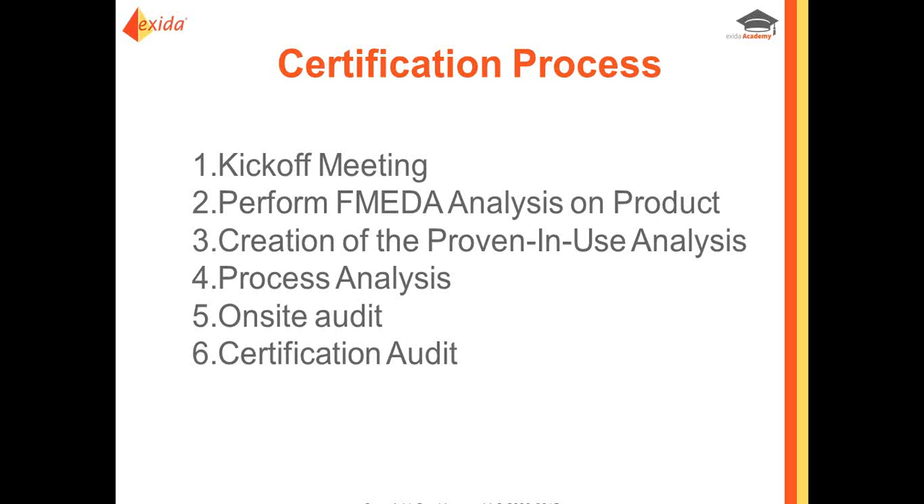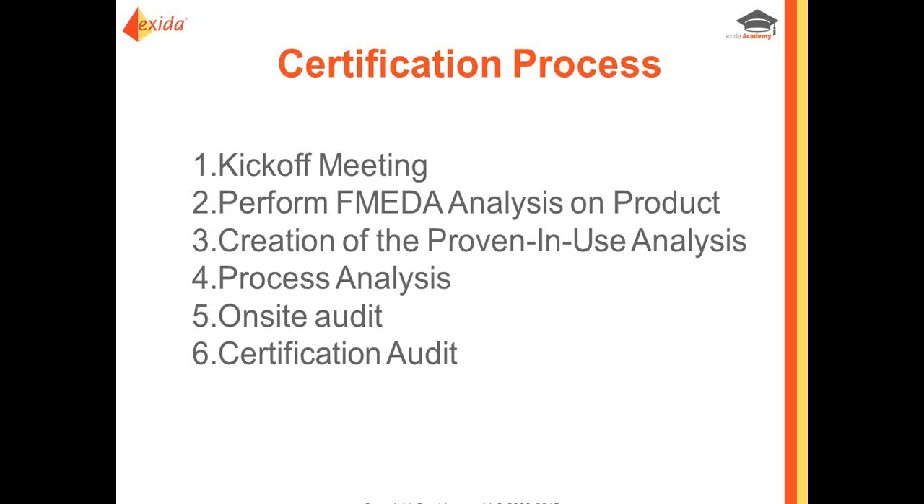After we perform a kickoff meeting, we always do an FMEDA analysis on the product. We take each product, break it down into each part of the bill of material, and see how that could possibly break and how it could affect the failure rates. So we determine a failure rate, a failure mode, the likelihood of that happening, and we come out with safe failures and dangerous failures, both detected and undetected.